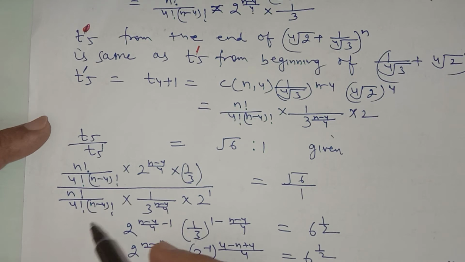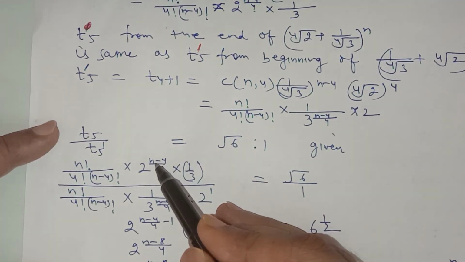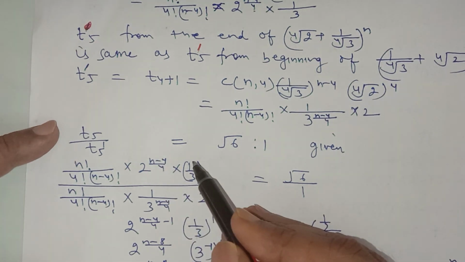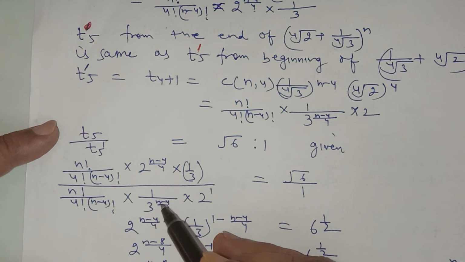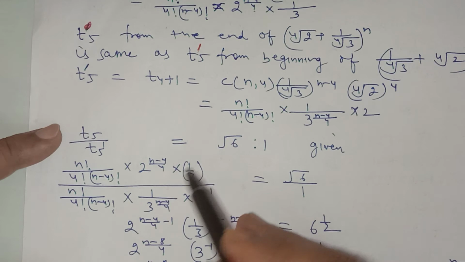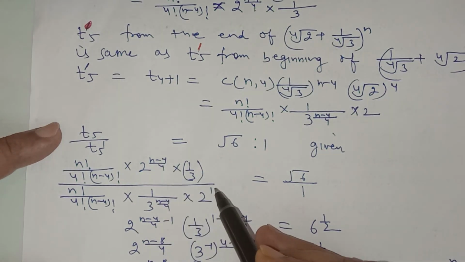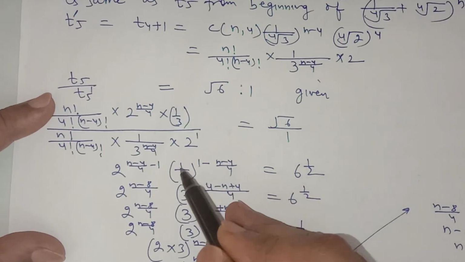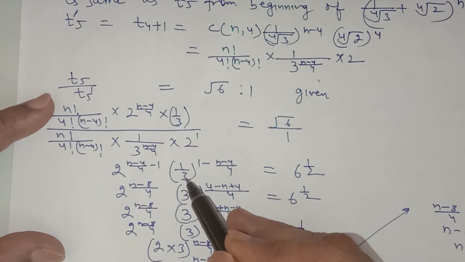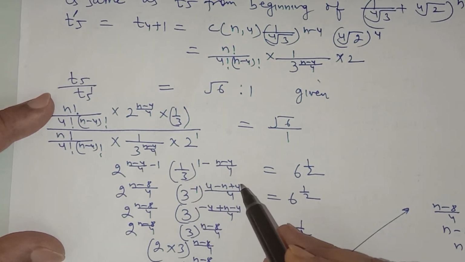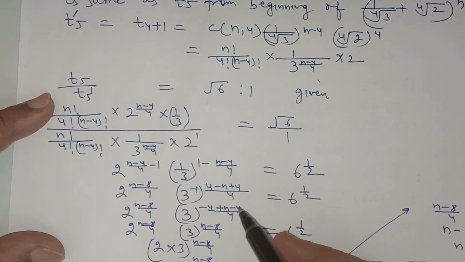The combinations will cancel out, and the power of 2 is n minus 4 upon 4 minus 1. On division, the power will be subtracted when we have the same base. The power of 1 upon 3 is 1 in one term and n minus 4 upon 4 in the other, and again the powers will be subtracted. So 2 raised to power this minus 1, and 1 upon 3 raised to power 1 minus this. Now in place of 1 upon 3, I can write 3 raised to power minus 1. So multiplying minus 1 with this, it will be minus 4 plus n minus 4, or n minus 8 upon 4.